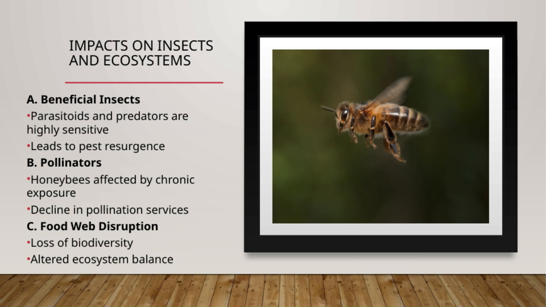Finally, all these impacts on beneficial insects and pollinators lead to broader food web disruptions. When biodiversity diminishes, ecosystems lose their resilience and balance. This imbalance can cause cascading effects, altering how ecosystems function and affecting the insects and other organisms that depend on these natural systems. Overall, these points highlight how interconnected our ecosystems are, and how pesticide impacts can threaten not just individual species, but the stability of entire ecosystems.